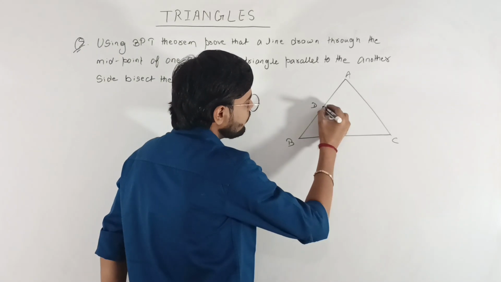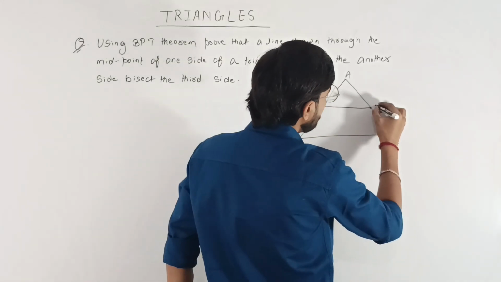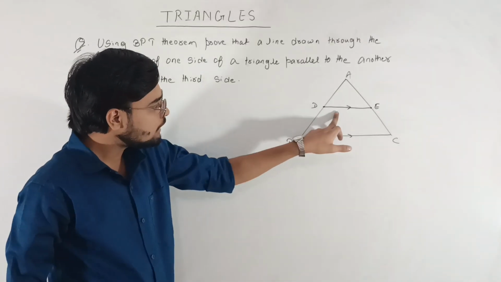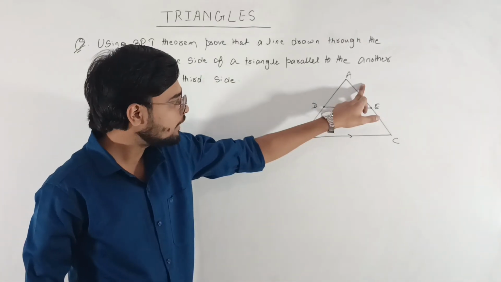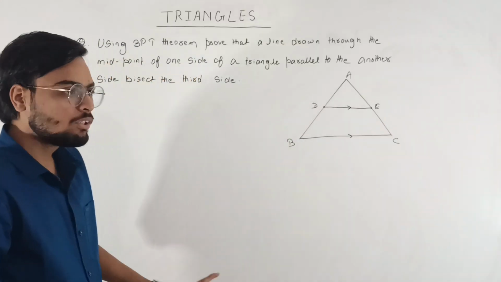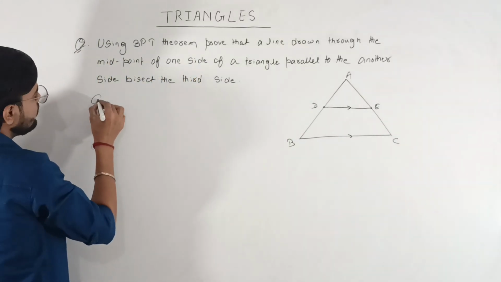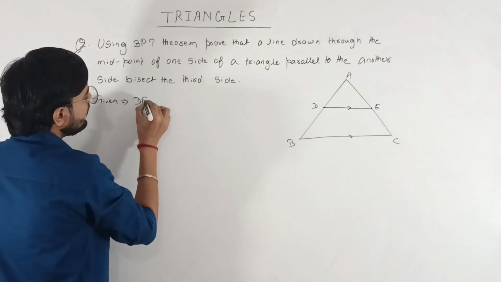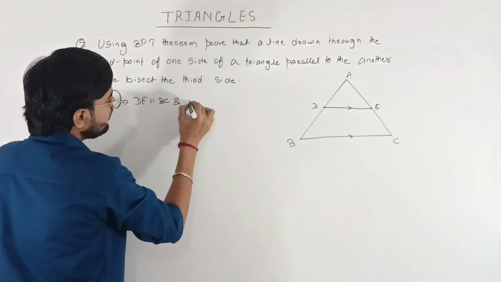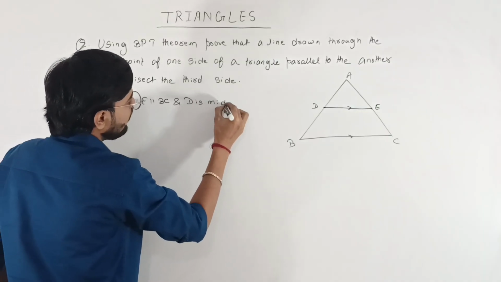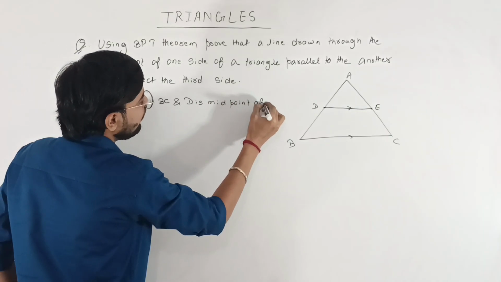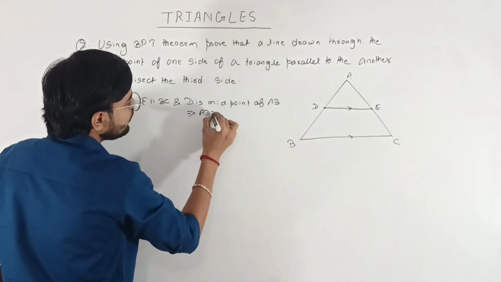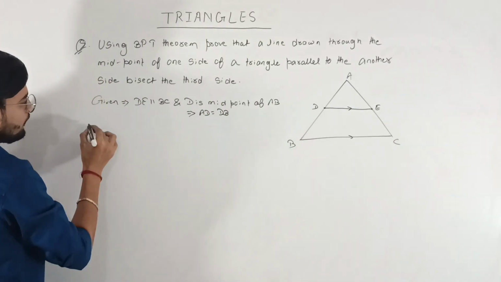So I draw a line and it intersects the third side at point E, and this line DE is parallel to side BC. Then we have to prove that this line DE bisects the third side, which means we have to prove AE is equals to EC. Okay. So now look, first I read what is given. In this figure given that DE is parallel to BC and D is midpoint of side AB, which means D is midpoint, then AD is equals to DB. This is given. Now what we have to prove?